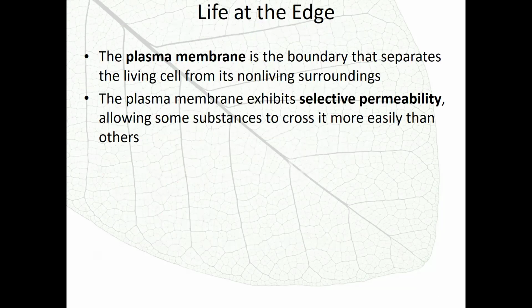The plasma membrane is the boundary that separates the living cell from its non-living surroundings, making the cell a unique unit. The plasma membrane exhibits selective permeability, allowing some substances to cross it more easily than others. For example, a water molecule can pass, or some ions. Some of the ions can pass through, but some are regulated.